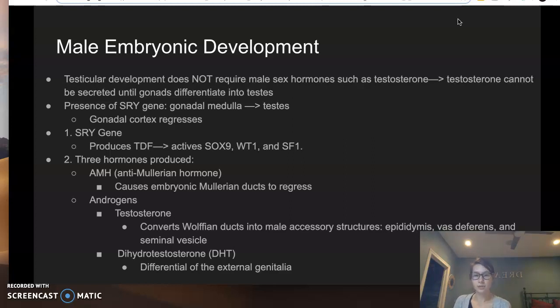So testosterone converts Wolffian ducts into male accessory structures such as the epididymis, the vas deferens, and seminal vesicle. And later in development, it is also used to help control the migration of the testes from the abdomen into the scrotum. And DHT is used for the differentiation of the external genitalia.